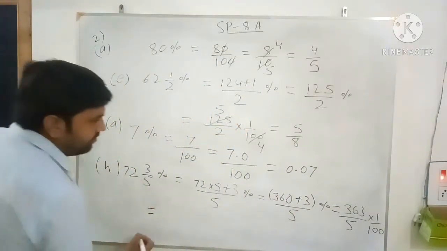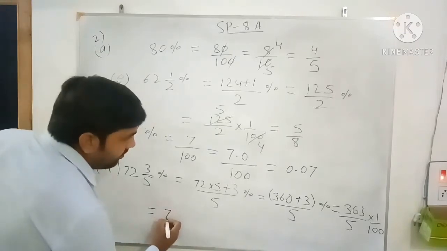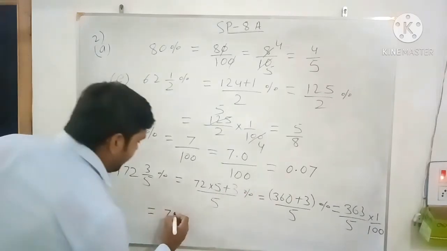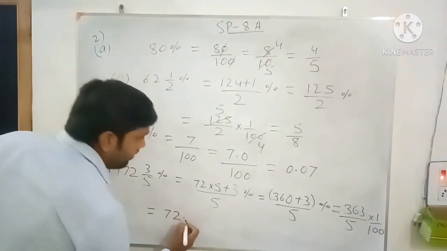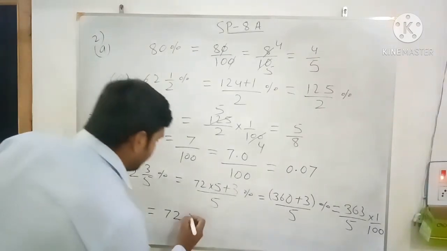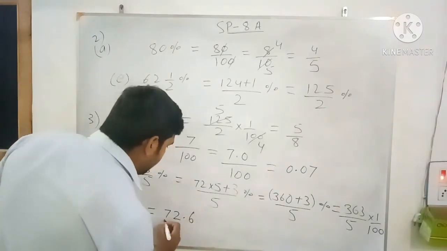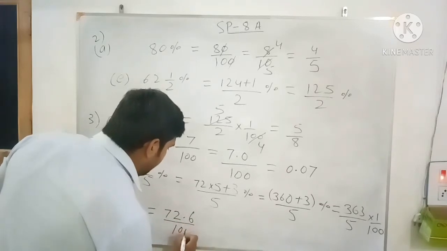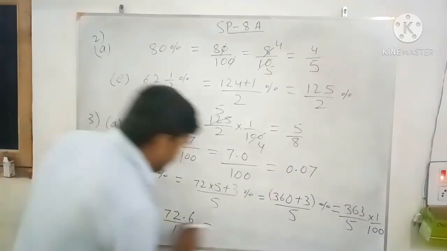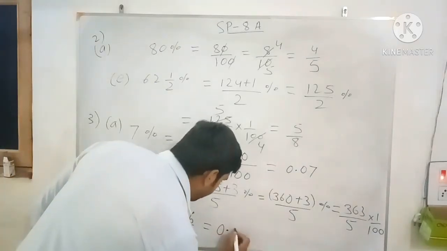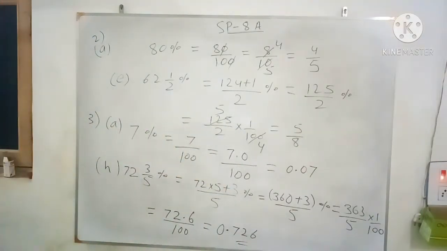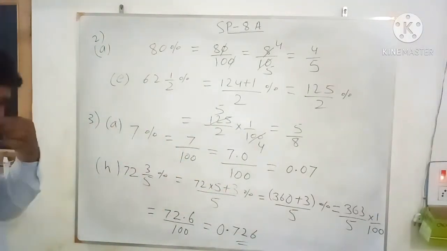See what we get, 5 7s are 35, 36 minus 35 gives 1, 13, 5 2s are 10 and 13 minus 10, 3 remainder. So 30, 5 6s are 30, 72.6 by 100. Now the decimal will shift 2 places left here, see. So it will become 0.726. So the answer will be 0.726. Like this we convert in the decimal form. That is the correct format. In this format we will do. Okay.